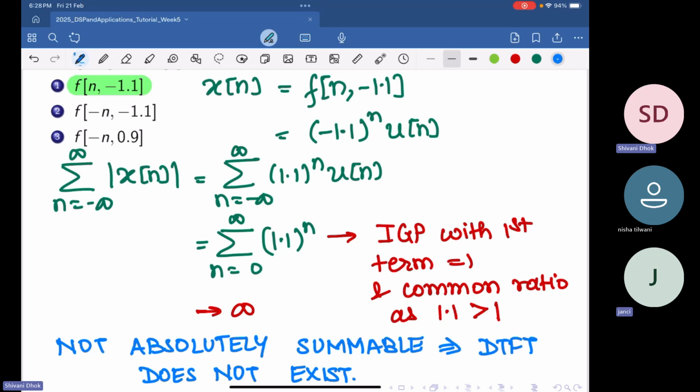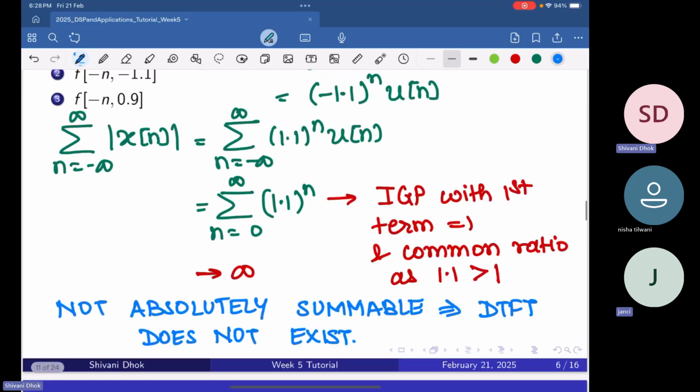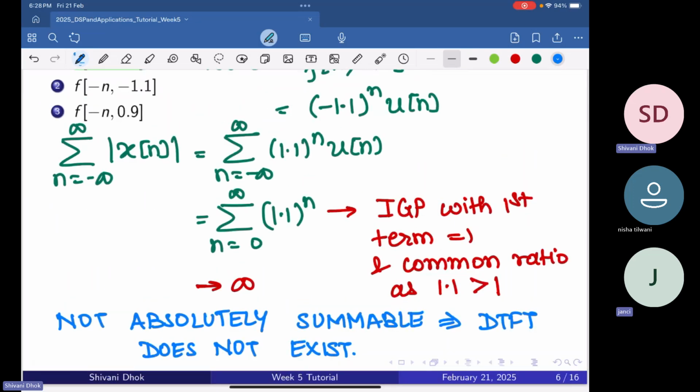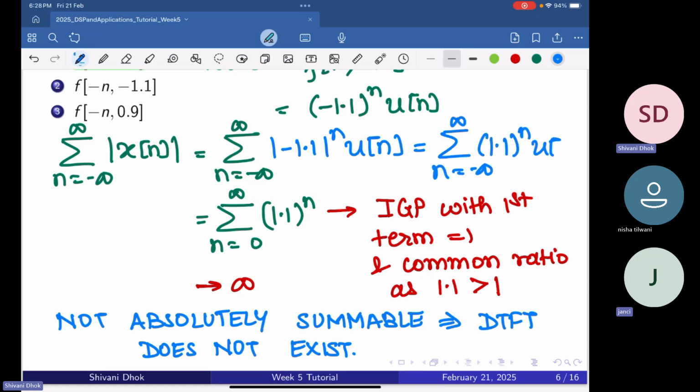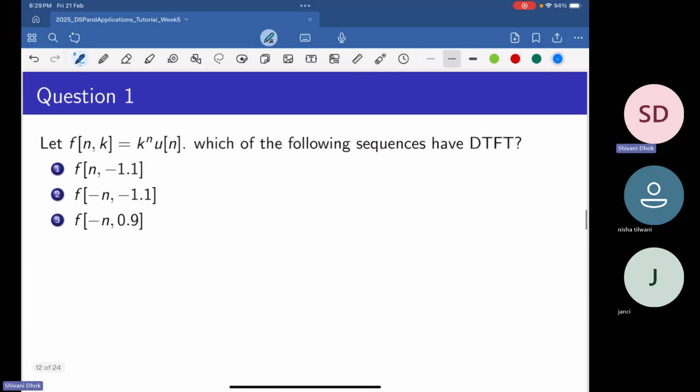Why did you take off that minus sign, ma'am? So I have minus 1.1 to the power n inside the magnitude, the modulus. Okay, modulus. Okay, thank you. Yes, modulus value. Any other questions? No, ma'am.